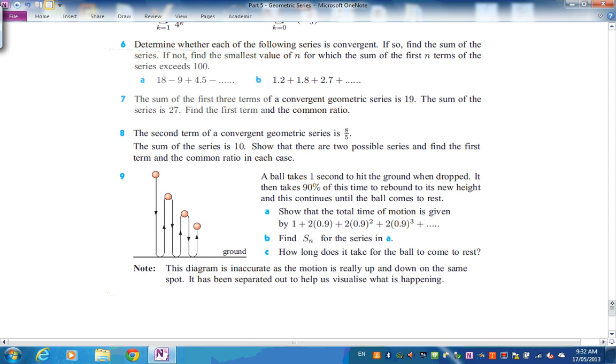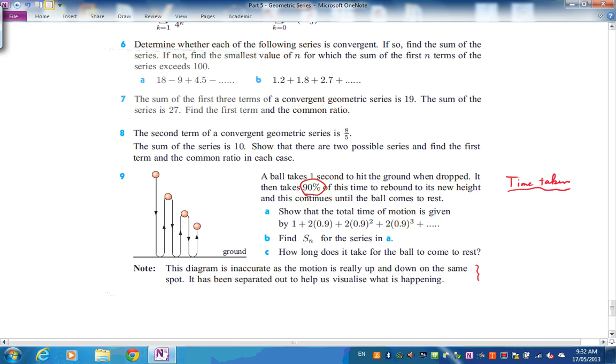Oh, here's the ball problem again. But this time it's a little bit different. Hey, we'll do this one because it's 90% of a bounce. And it's talking about the time taken now. The time taken, not the distance. So that's not a bad one.